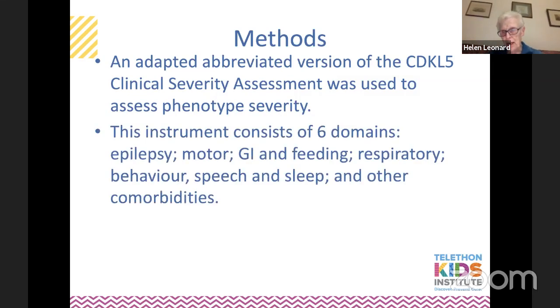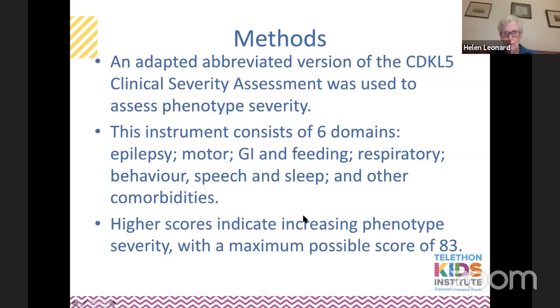But our modified instrument consisted of 6 domains, which measured epilepsy, motor function, GI and feeding, respiratory, behavior, speech and sleep, and other comorbidities. Unlike the CDS, higher scores indicate more severity, and there's a maximal possible score of 83.